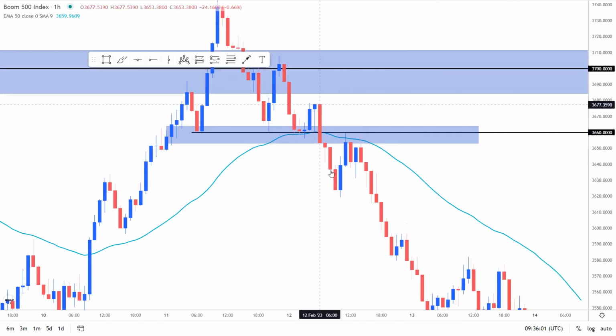So we had a break of the neckline. Also clearly we had ourselves a break of the exponential moving average, and you can clearly see price is below the exponential moving average. And then we have ourselves a retest of the neckline of the head and shoulder pattern, a 1 hourly retest of the 50 exponential moving average, expected to act as a dynamic resistance also.